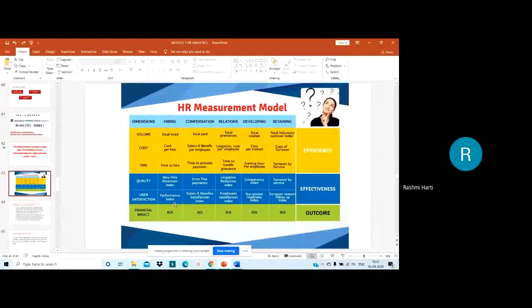Coming on to next, relation, employee satisfaction index. If employees are really satisfied within the organization, if there is person job fit and person organization fit, if that is achieved by the HR department, then we can say that the HR department is effective, right? Then succession readiness index, right?